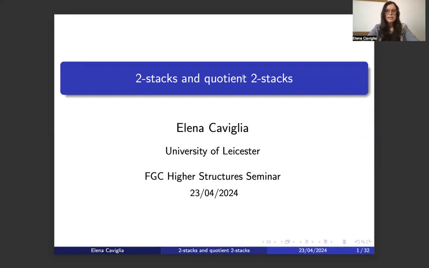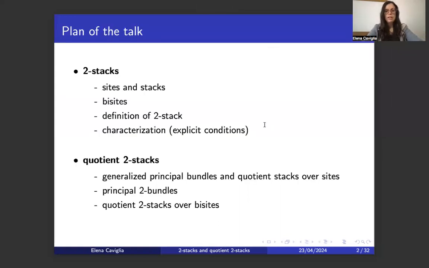And then we will see what is the motivating example for me to introduce this notion, that is the example of quotient two stacks. And I will tell you why I came up with this example and what it is. So the talk will be essentially divided in two parts. In the first part, I will recall the notion of site and stack, the usual notion, so the one-dimensional notion.